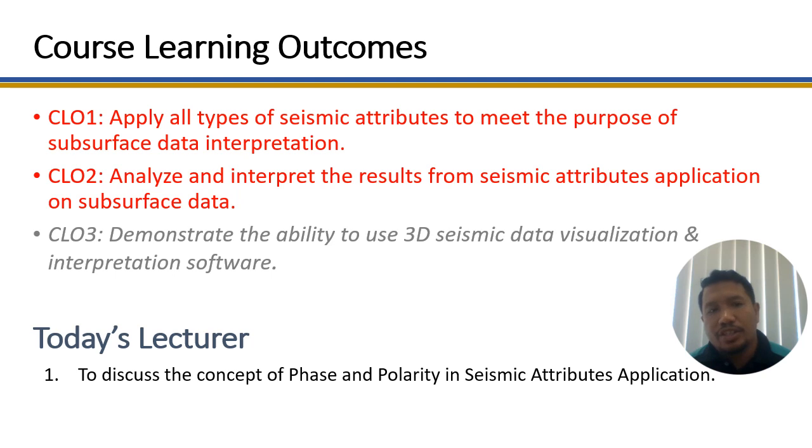So as for today's lecture, we will deliver two CLOs of this course, which are CLO 1 and CLO 2. CLO 1 is about applying all types of seismic attributes to meet the purpose of subsurface data interpretations, while CLO 2 is analyzing and interpreting the result from seismic attribute applications on subsurface data. But as for today's topic, we will be more on the concept and the importance of phase and polarity when we discuss the applications in seismic attributes particularly.